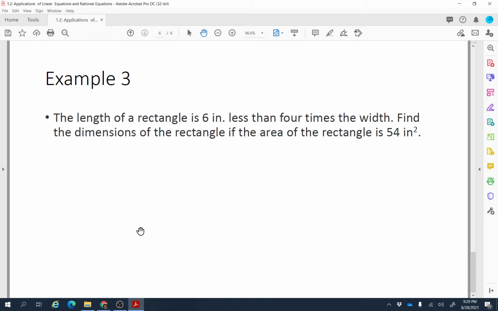One more question. The length of a rectangle is 6 inches less than 4 times the width. So we can draw a rectangle. Let's say this is the rectangle. We don't know the width, so we have to introduce a variable for the width. Let's say width is w. So the length of the rectangle is 6 inches less than 4 times the width. So it's 4 times width minus 6. That's the length. Find the dimensions of the rectangle if the area of the rectangle is 54 square inches.